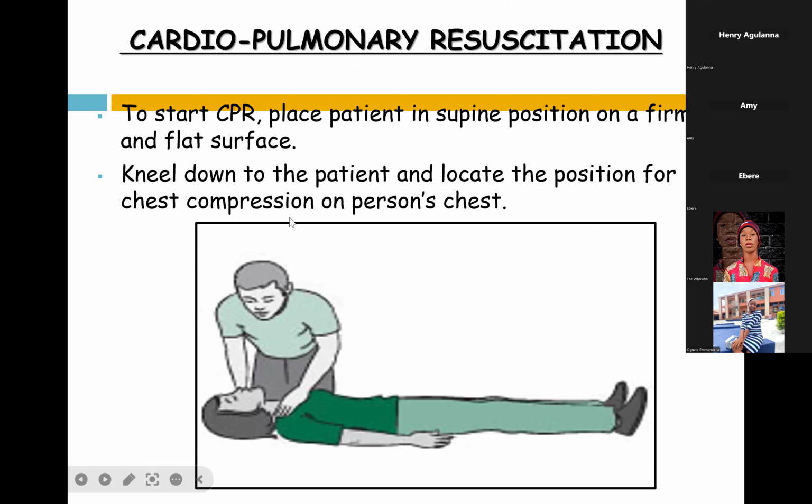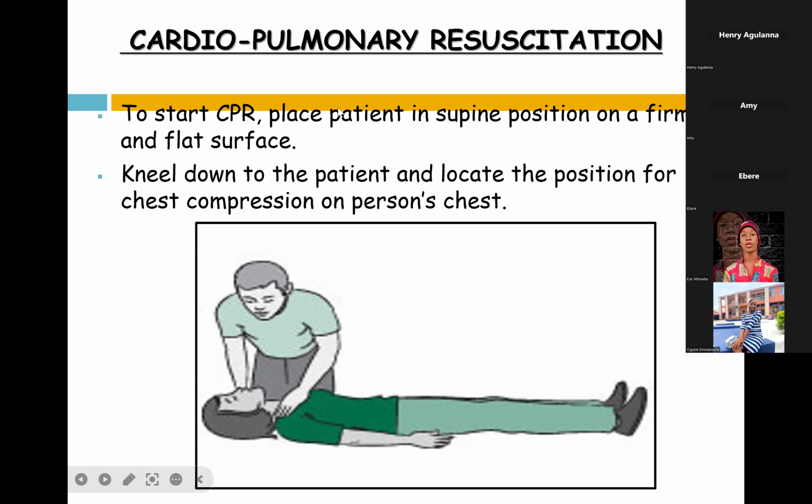So to start, you don't just start CPR in any position. If not, you end up harming this patient. If you look at this picture, that is how flat the person should be lying. So to start this CPR, you need to place this patient in a supine position on a firm and flat surface for the patient's safety. Because if the patient is not on a flat surface and you start this CPR, you're going to fracture the ribs or cause a problem to one of the internal organs.